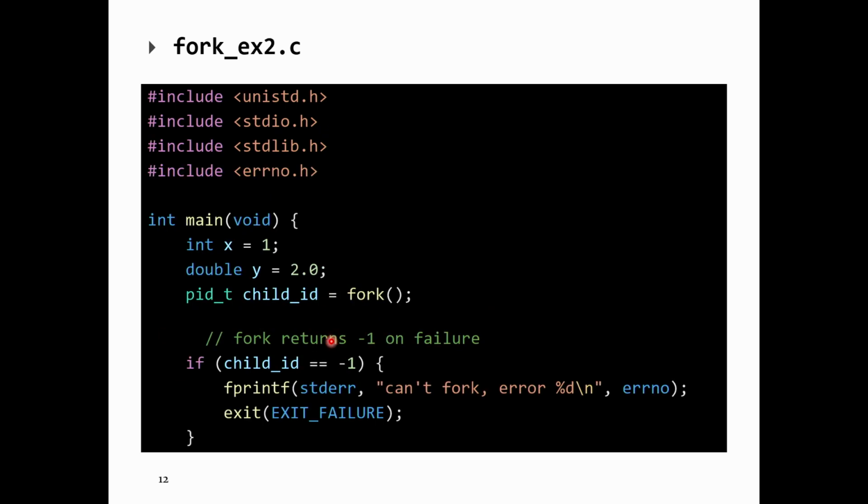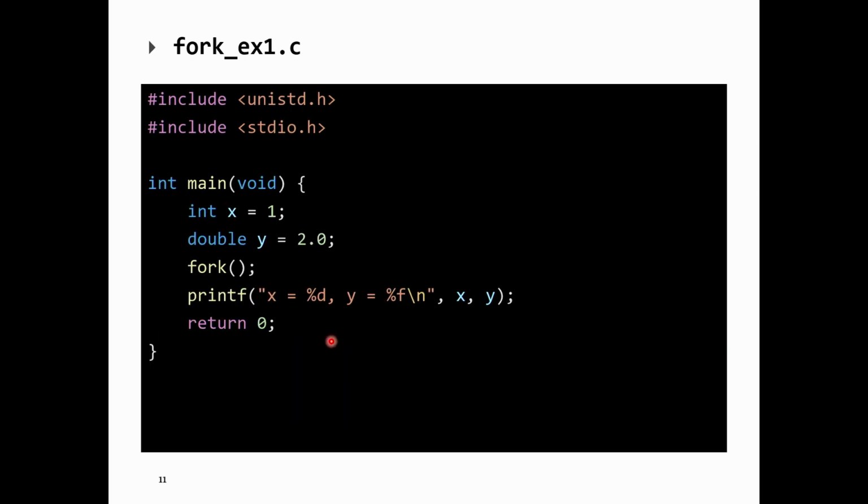Yep? Can you not figure that out by using like the getpid? Yeah, you can print out the PID. Yeah, but when you run the program, it may not always appear in the same order. So when you run it once, it might be the parent that prints out first, and then you run it again, it might be the child.